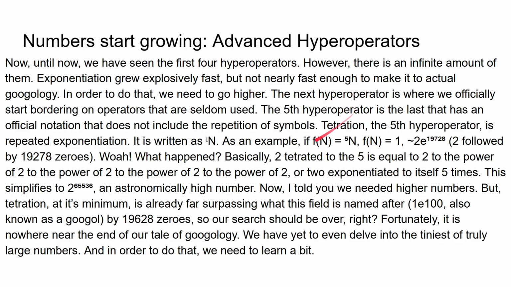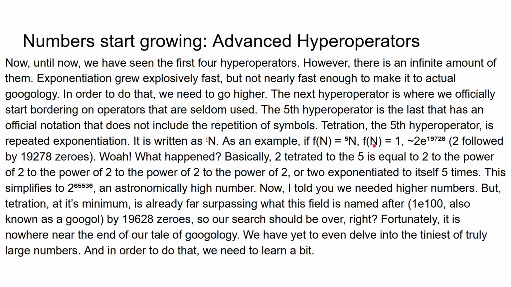We nearly never use tetration. The fifth hyperoperator is the last official notation. There's no notation for the ones after it that doesn't just repeat itself over and over again. Tetration is repeated exponentiation. It's written like this with a superscript behind instead of in front. An example is f of n equals n tetrated to the 5. If n equals 1, then it would be 1. That's true for every single hyperoperator after addition.